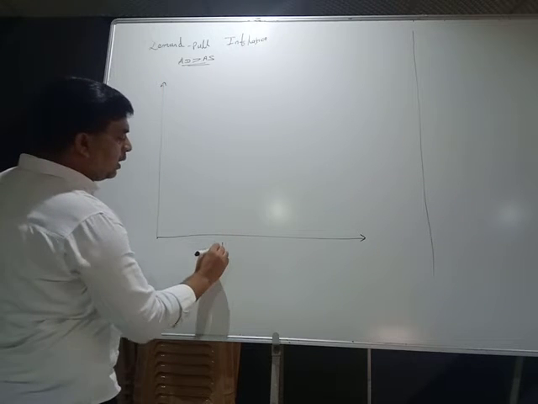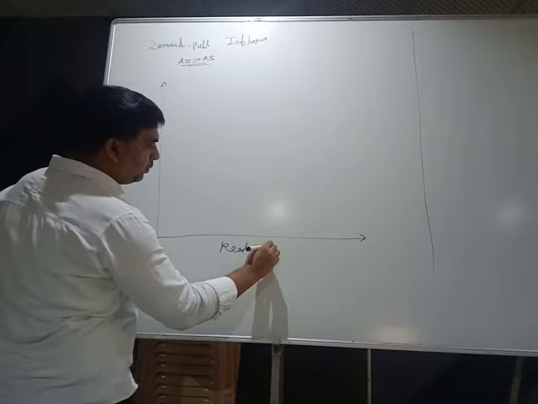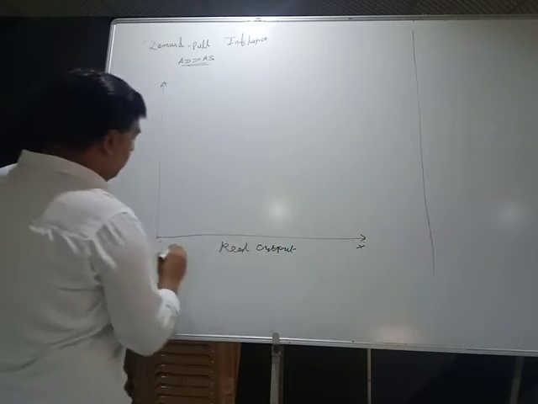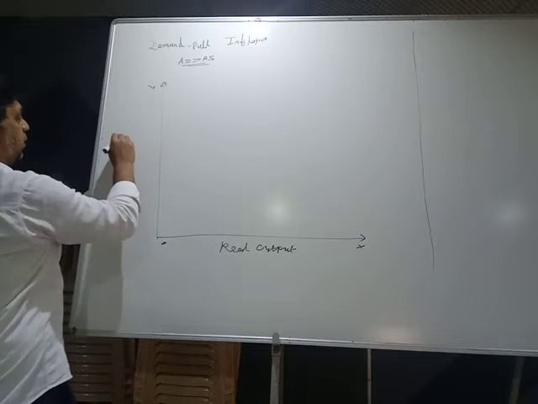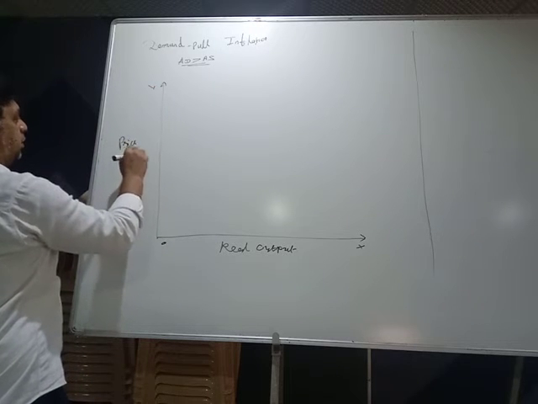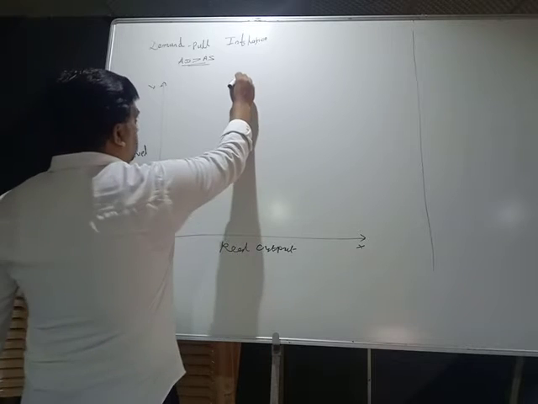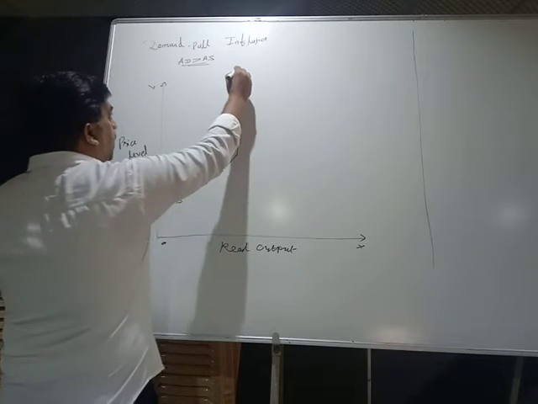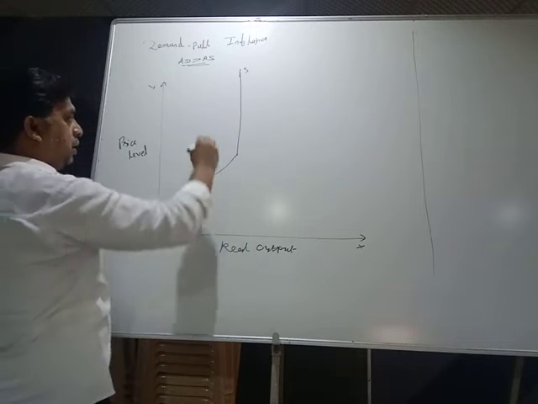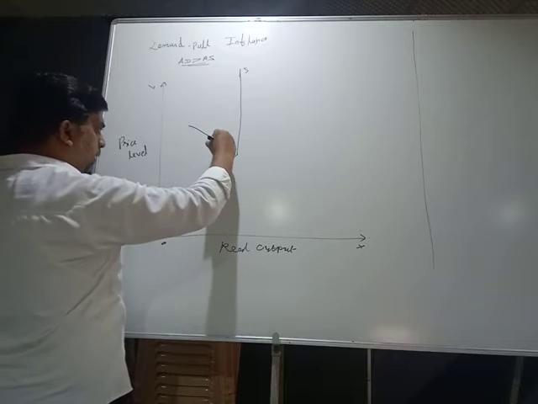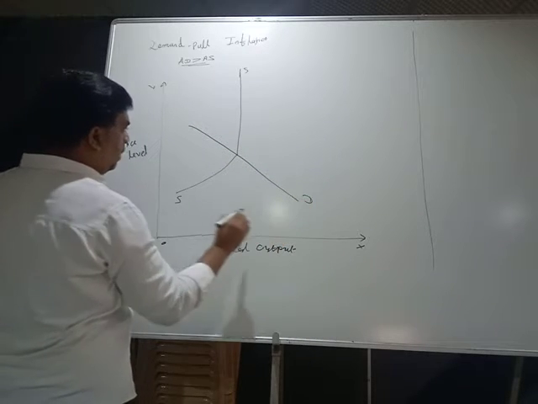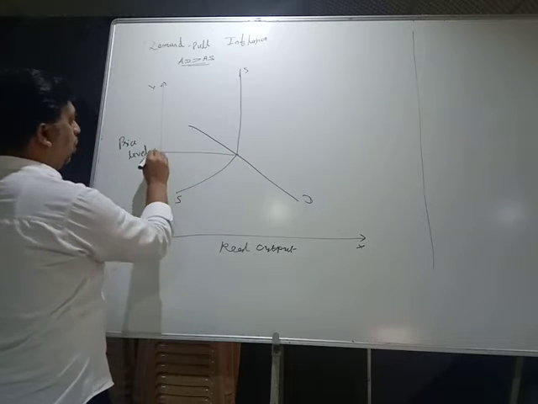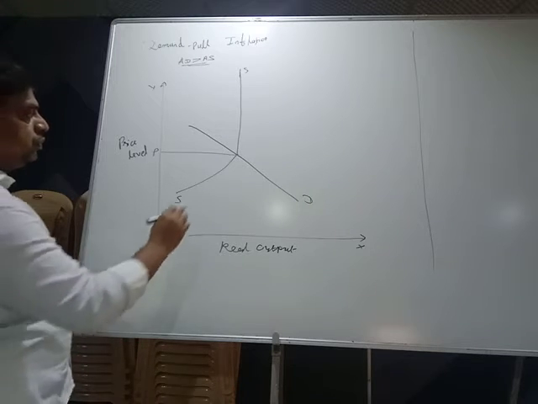Here the x-axis represents real output, or it can also indicate real income, and the y-axis represents price level. This is the supply curve, aggregate supply. This is the demand curve, aggregate demand. And this is the equilibrium point. So OP is the initial price level.